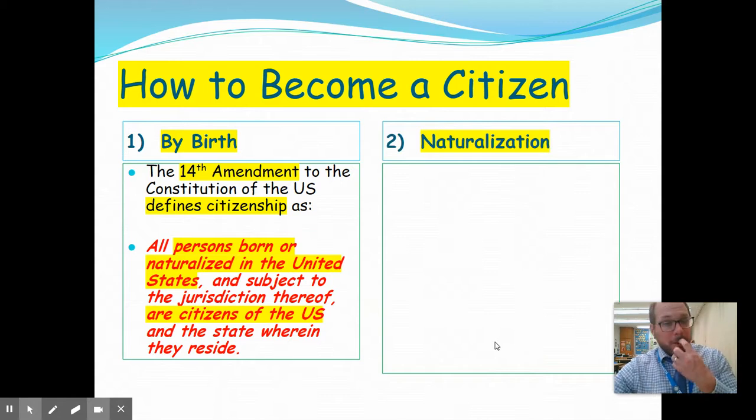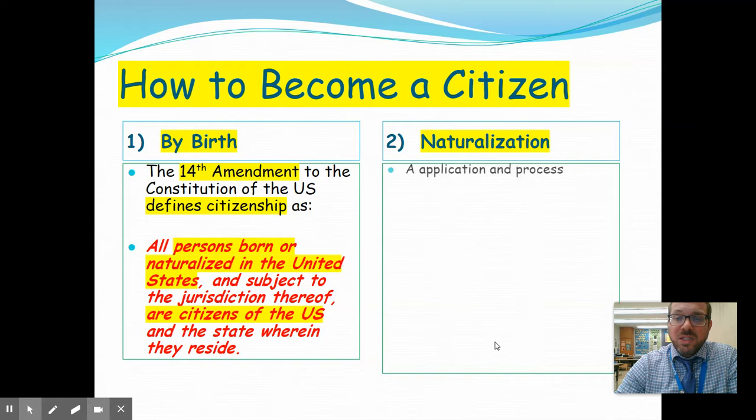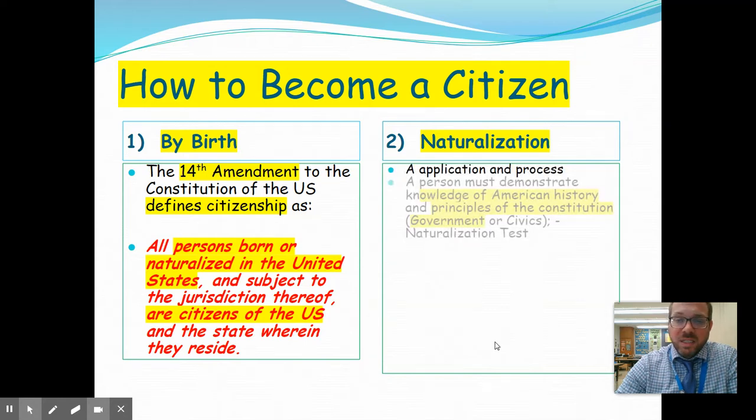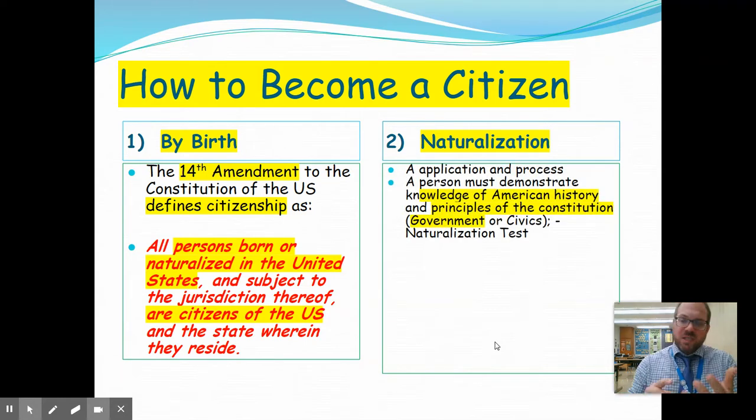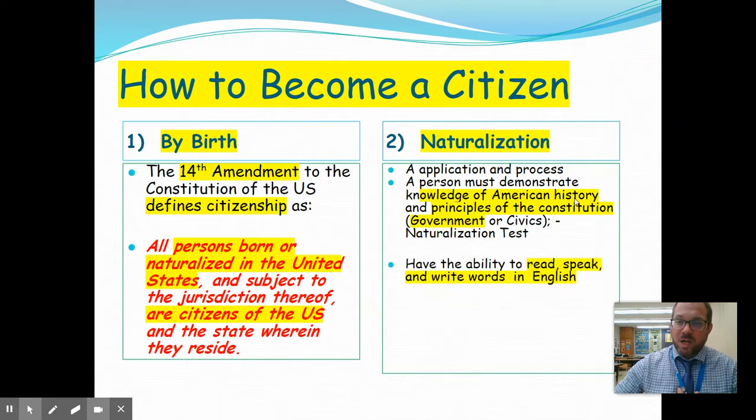The second way a person can become a citizen is by naturalization. Naturalization is an application and process. During this process, they have to submit an application, they have to have a criminal background check, and they have to take what's called a naturalization test. On this test, a person must demonstrate knowledge of American history and principles of the Constitution, which is also known as government or civics. This test is in English, so you must also have the ability to read, speak, and write words in the English language.